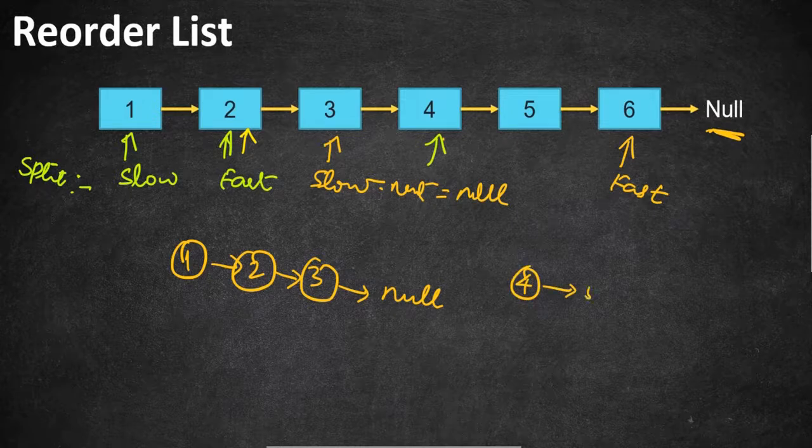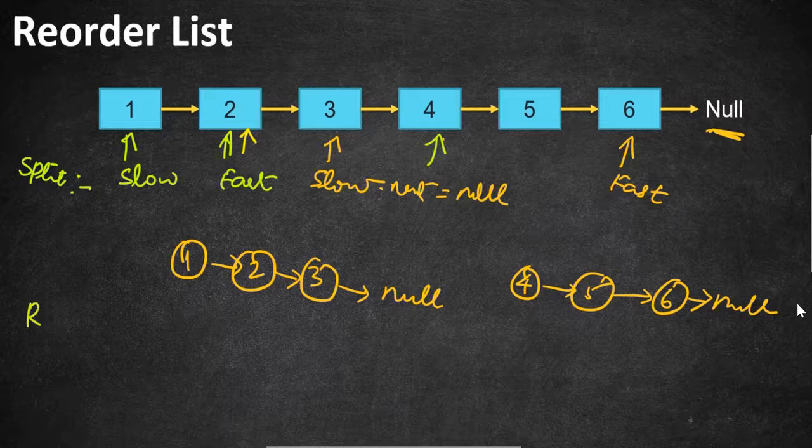So 4, 5 and 6 and then null forms another linked list. So yes, the first step is done. The second step is to reverse the linked list. Reversing the linked list is a separate problem where we have seen different solutions already, so you must be familiar with this by now.